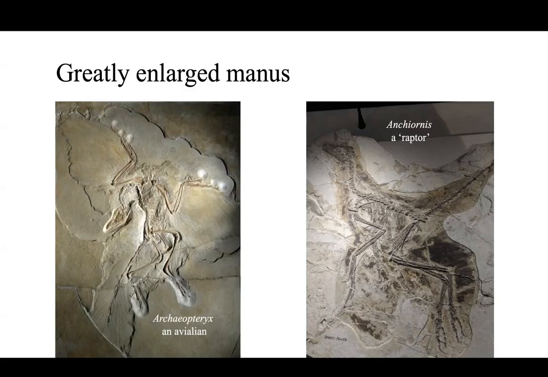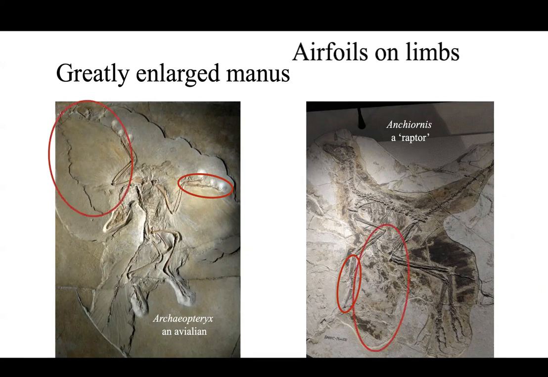The 4 features I'd like you guys to have for paravians, so raptors and birds, are a greatly enlarged manus, meaning a great big hand. So remember, we saw elongated arms and hands in Coelurosaurs. Well, once we get into paravians, the hand especially gets quite long.